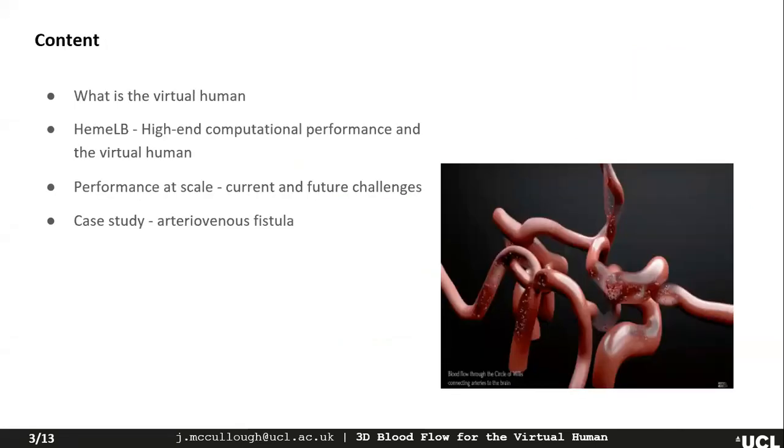So for the rest of my talk, I will firstly discuss what the virtual human concept is. Then I'll provide some more details about HemeLB and its place within our vision for the simulation of the virtual human. Then I'll discuss some performance results that we've obtained on SuperMUC NG using HemeLB, as well as some challenges that will need to be addressed as we move towards ever larger computer scales and simulations. And I'll also provide some details of a case study that we've been working on, with some results in human scale blood flow in arteries and veins.